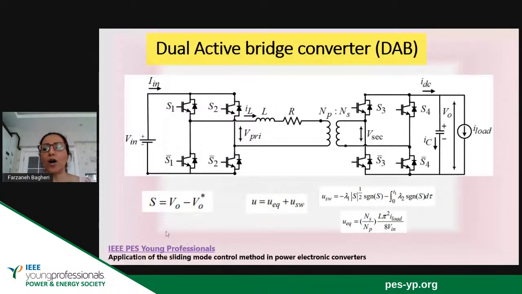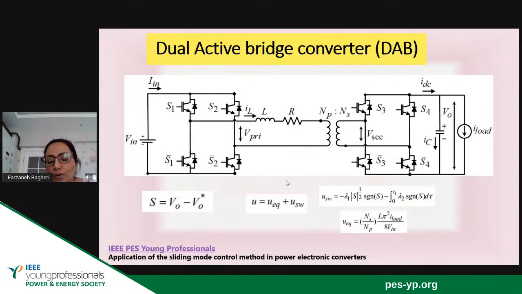So here, my target is to control the output voltage. So a very simple sliding function: my sliding function is equal to V out minus V out star. Then I will use two control inputs. One of the control inputs is the equivalent control input, and the other one is the switching control input. As I told you, sometimes you can use the equivalent control input, sometimes you cannot. But right now, for improving the time response, I have used this equivalent control input.